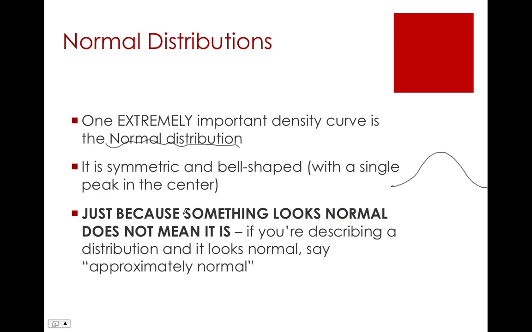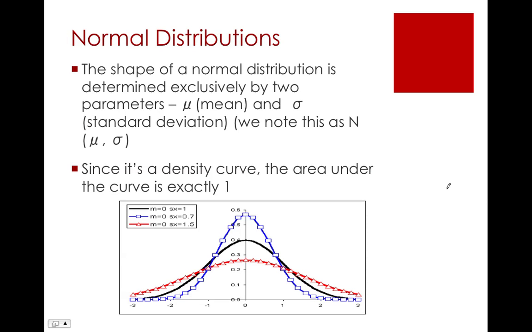And remember, you're not allowed to call something normal. You have to call it approximately normal, because normal means something really mathematically specific that I'm going to get into right now. The shape of a normal distribution is determined 100% by 2 parameters, the mean and the standard deviation. In other words, if I know the mean and standard deviation of a normal curve, I have everything I need to find out everything about that curve.